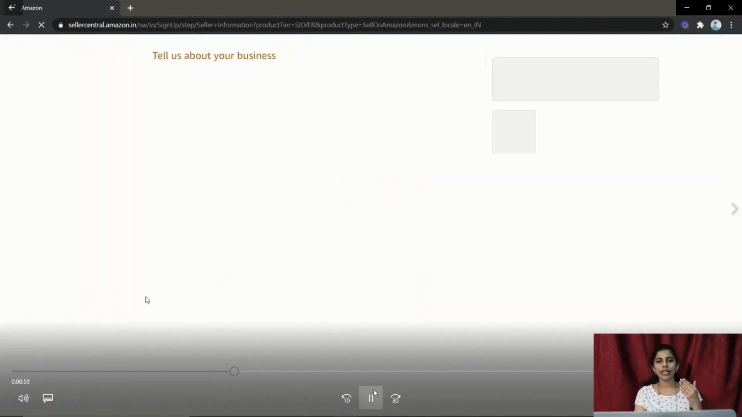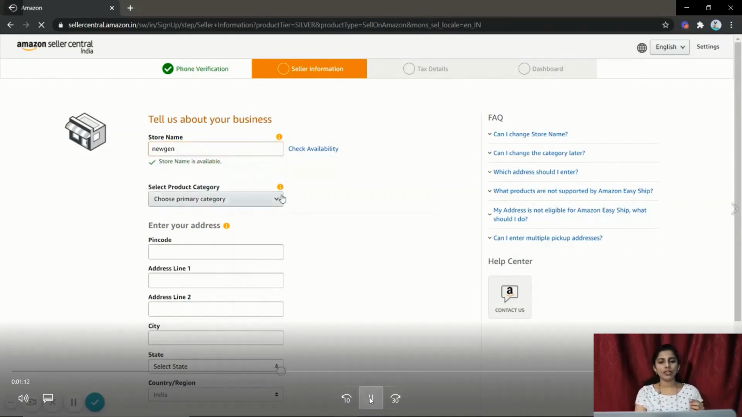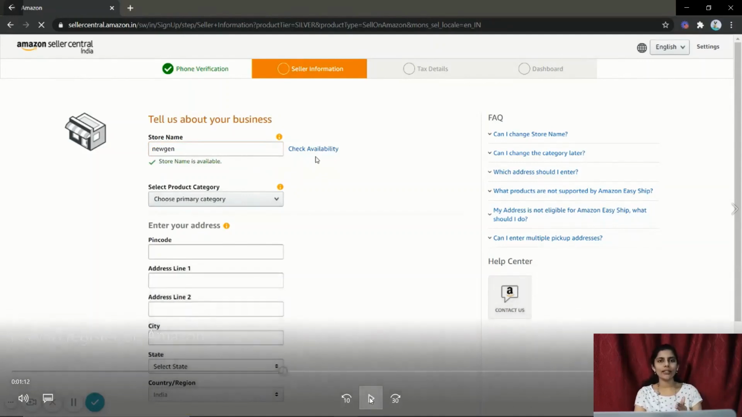Here we have to again enter the number and click on send SMS. Here we have to enter the store name. Once you enter the store name, you can click on check availability to check the availability of the store. If the store name is available, you can proceed, else make changes in the store name. And one more thing, you can change the store name anytime, so don't spend a lot of time on this. You can change the store name as many times as you want.